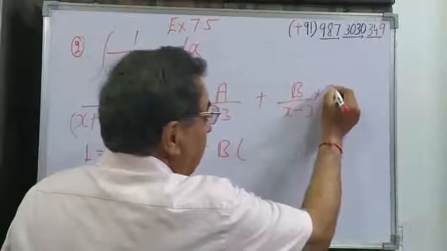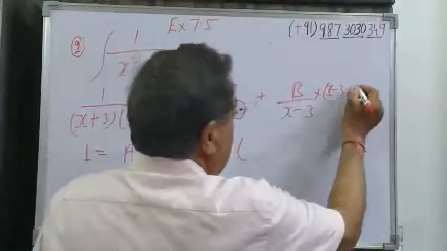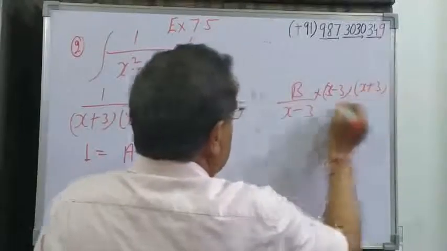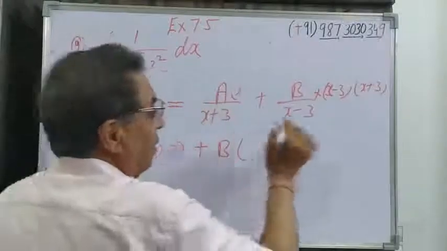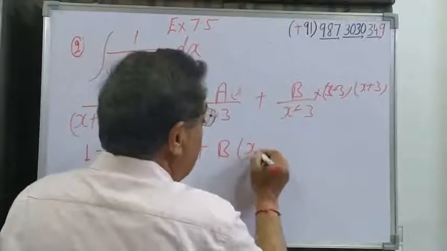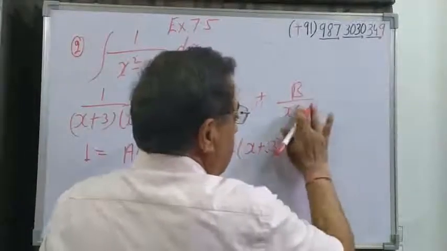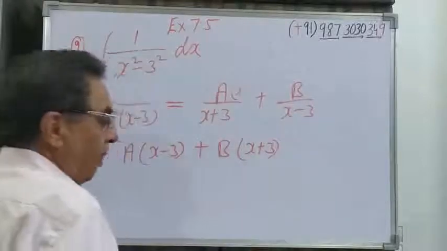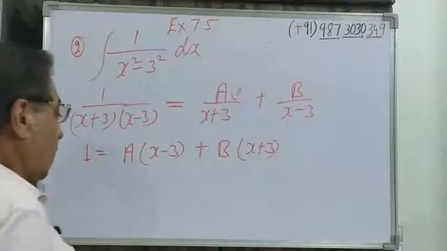Naturally, when we are multiplying both sides by x minus 3 and x plus 3, the same way we multiplied here, we multiply this one also. So this gets cancelled and we get b into x plus 3. After getting this one, now I will tell you how to find the value of a and b.